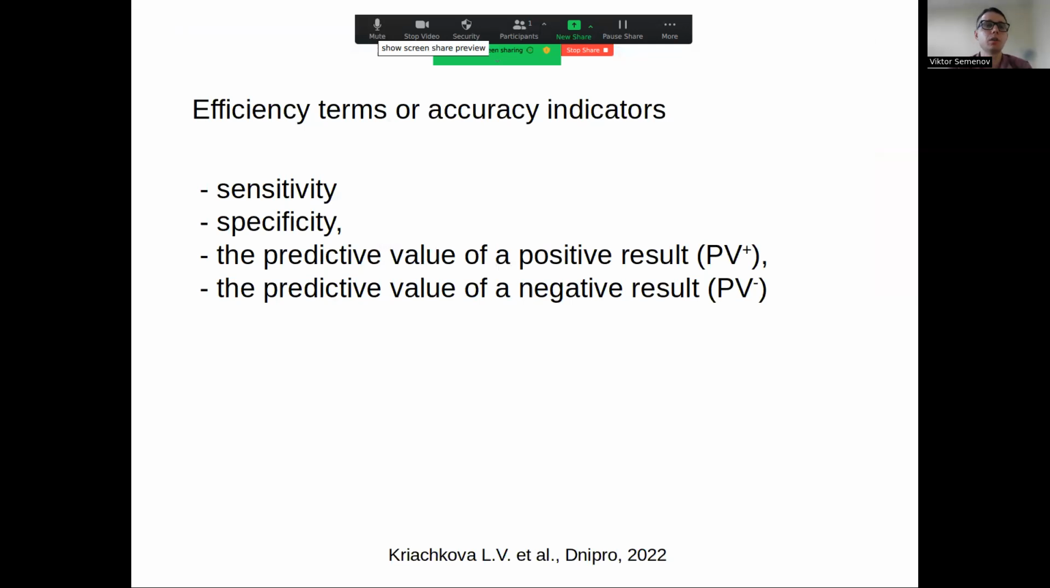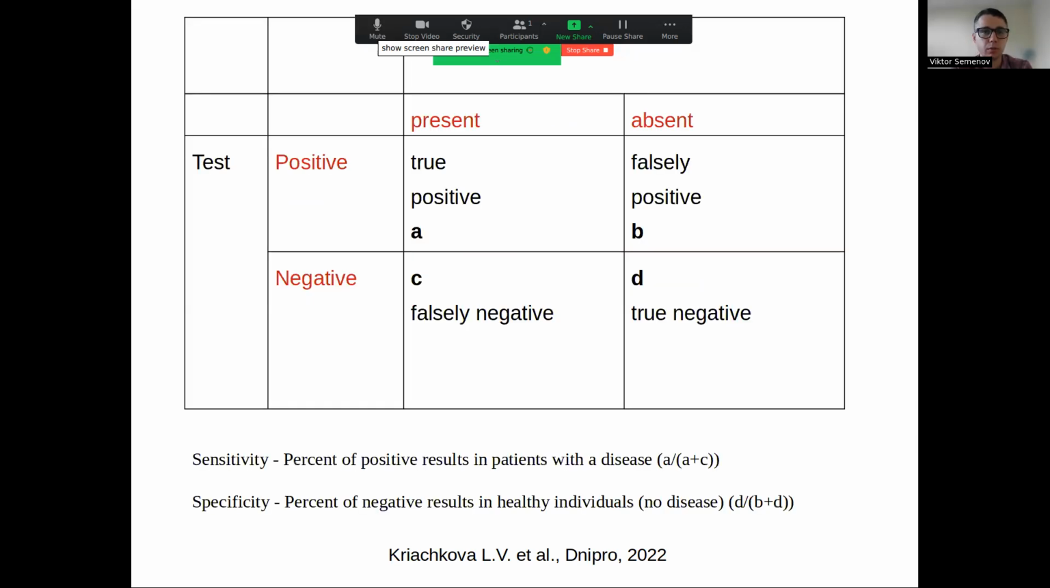When speaking about clinical epidemiology, you will frequently see such terms as sensitivity, specificity, predictive value of a positive result, and predictive value of a negative result. So what does it mean in human language? What you see on the screen is a 2x2 table, which is also called a contingency table. And in this particular case, it presents the relation between the presence of a disease and the presence of a test which aims to confirm this disease.